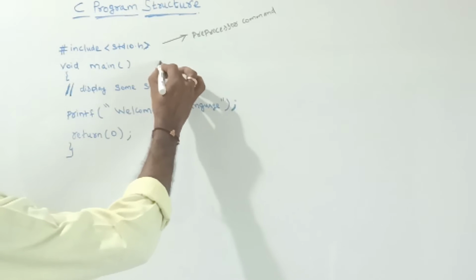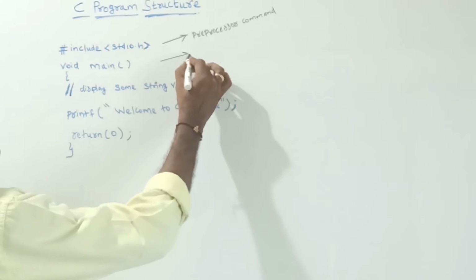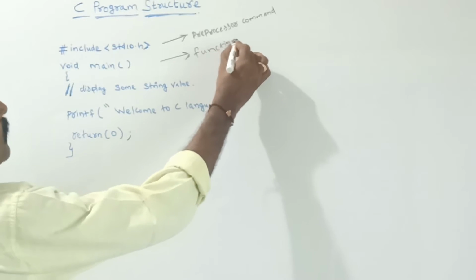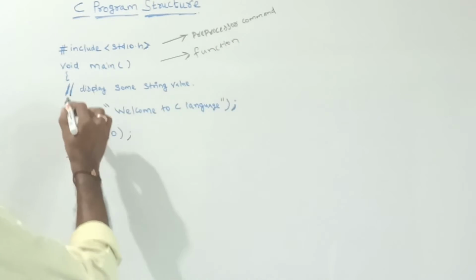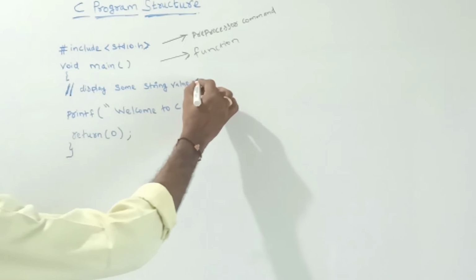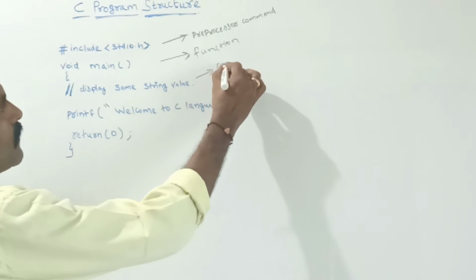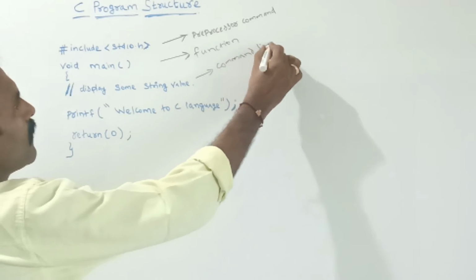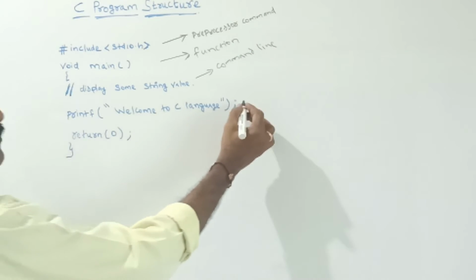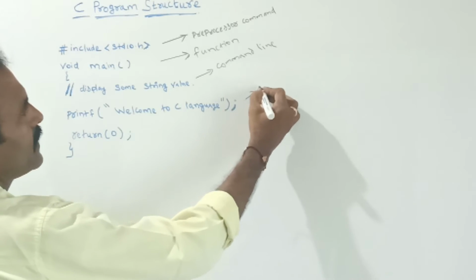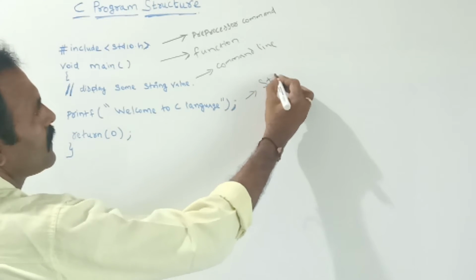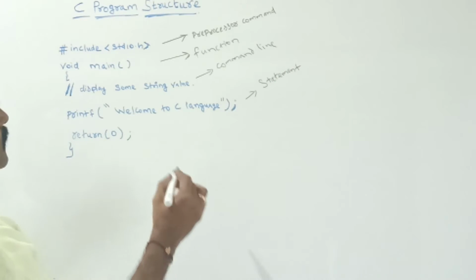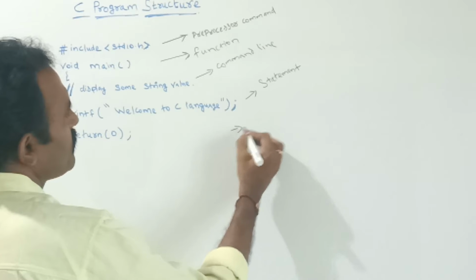This is the function, the main function. Here, this one is the comment line. The printf statement is statement and expression. This is also a function.